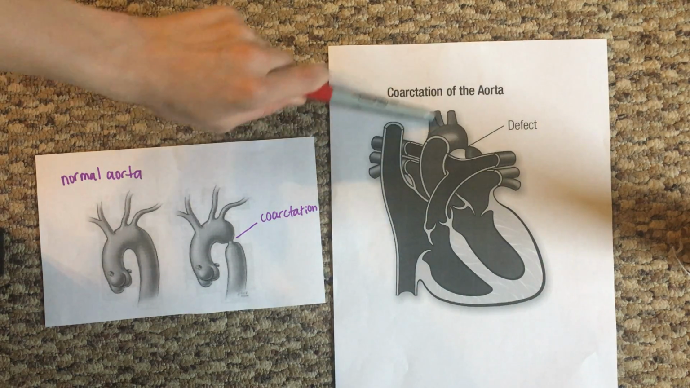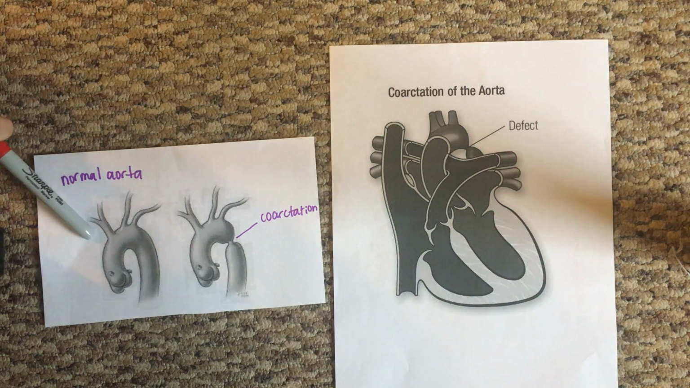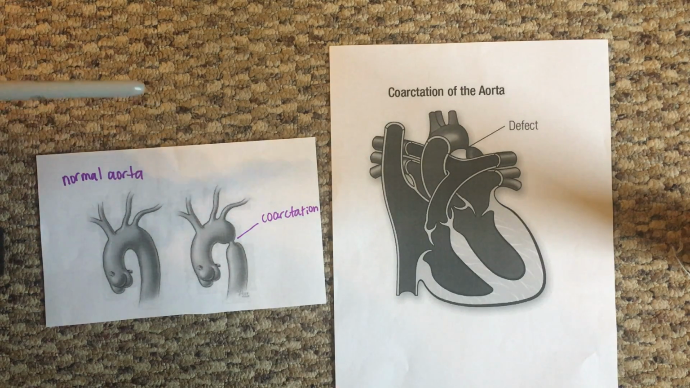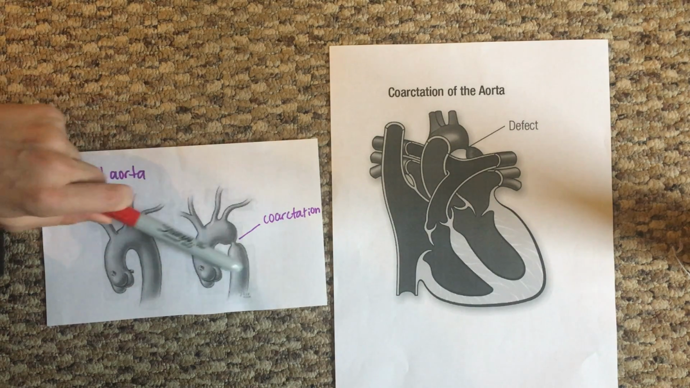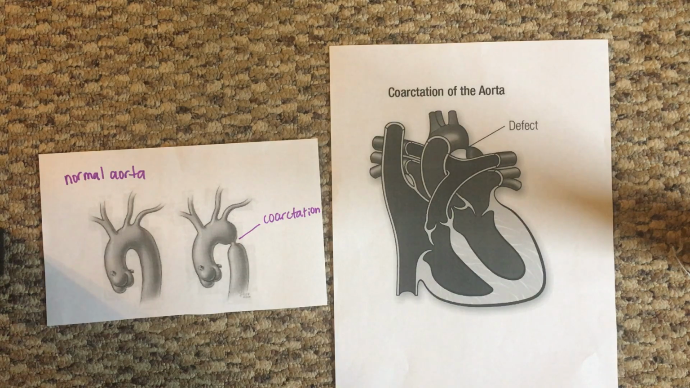So as you can see right here is where the defect is, and then here's a normal aorta versus an aorta with a coarctation. As you can see, the aorta wall is very, very narrow. This is a congenital heart defect, meaning it's typically present at birth when a baby's aorta does not form correctly during growth as it develops during pregnancy.